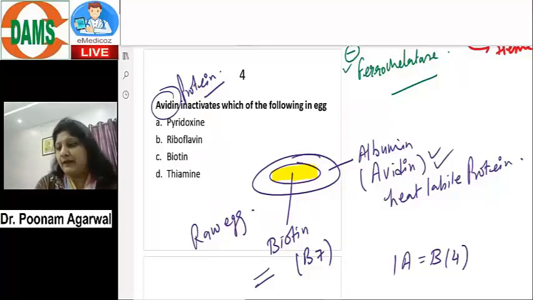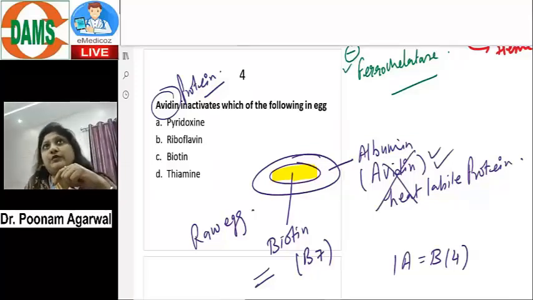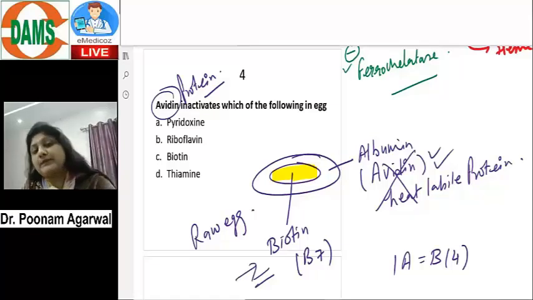That time what happens, the avidin will be lost. It's heat labile, so it will be lost, and biotin will be available for absorption. Once they asked a beautiful question. They framed that a person is consuming raw egg in the hope that he will have good muscle and stamina. After many months of such consumption, which enzyme activity is seen to be affected in this person? So there will be a lack of biotin in that person, because it's not getting absorbed.